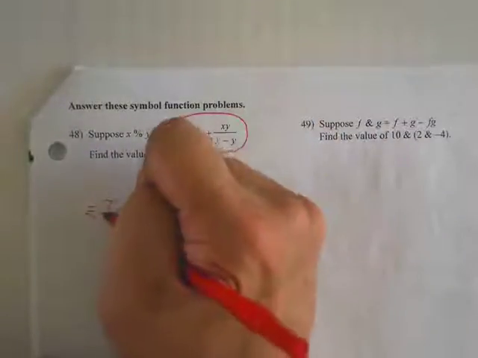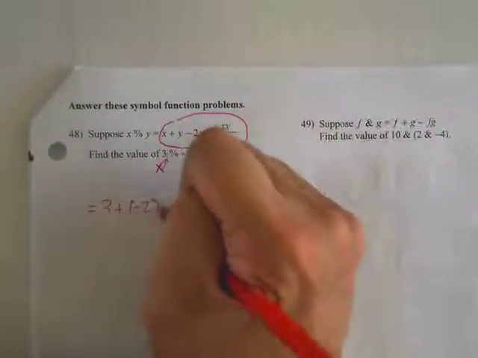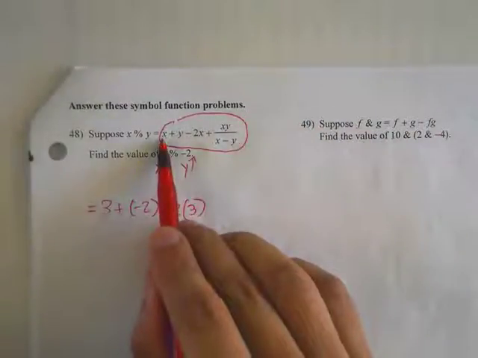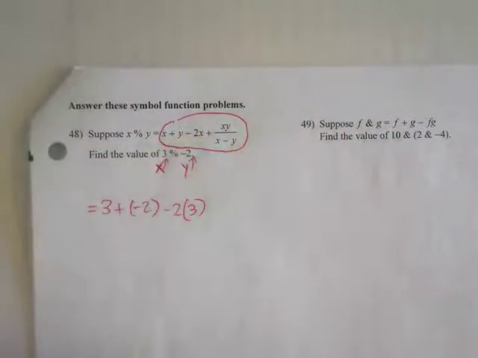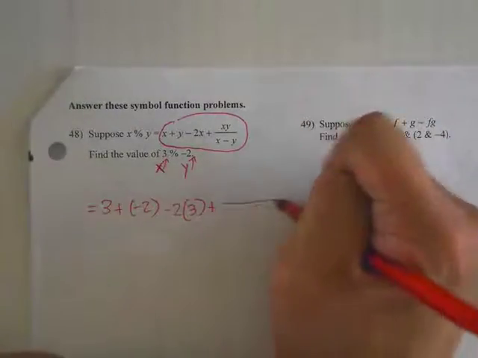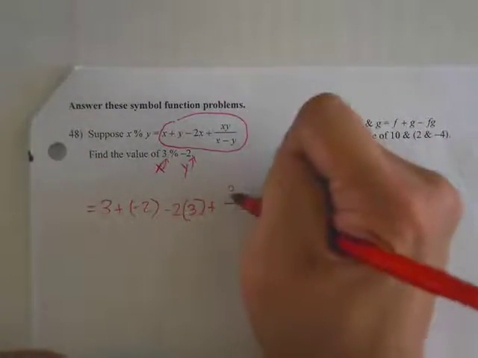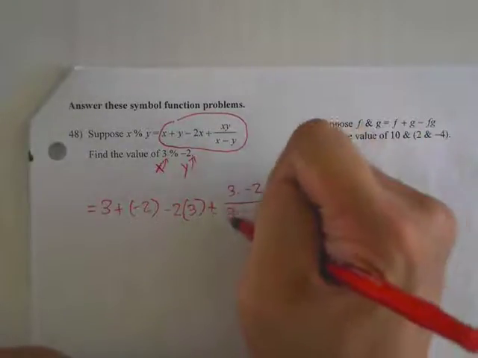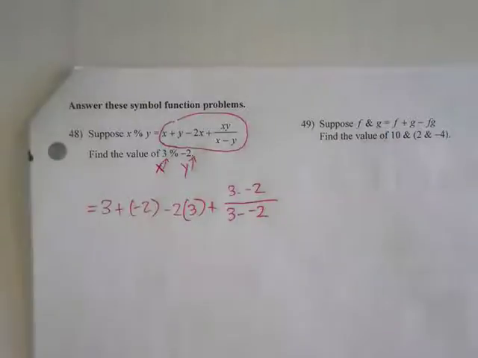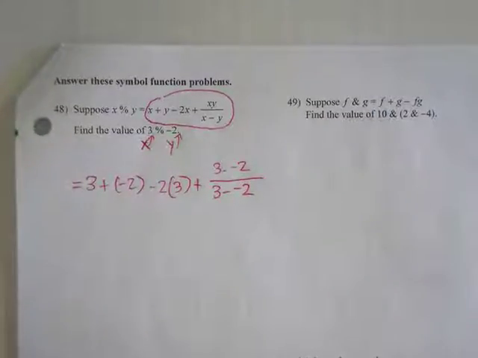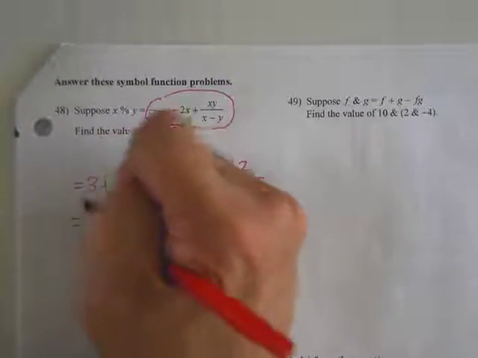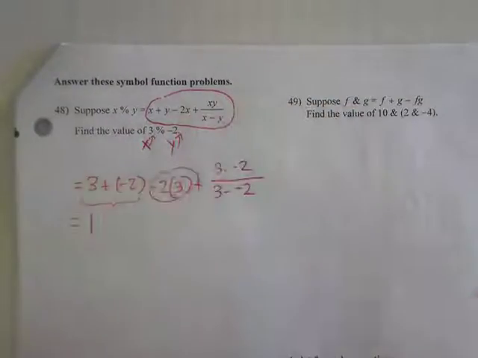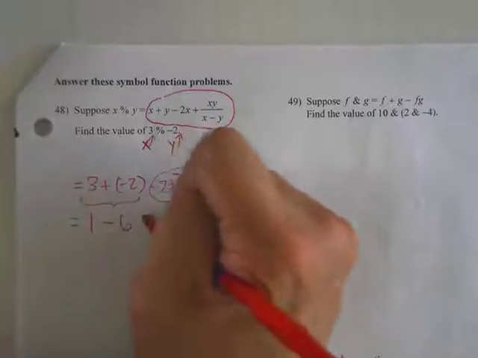Your x value is 3 plus negative 2 minus 2 times 3. So I'm plugging in the x's and y's, and then plus a fraction, x times y, 3 times negative 2, over x minus y, 3 minus negative 2. From over here, it's pretty much PEMDAS. 3 plus a negative 2 is 1. We also have a group multiplication over here, minus 6.